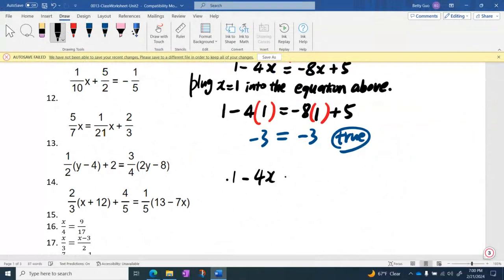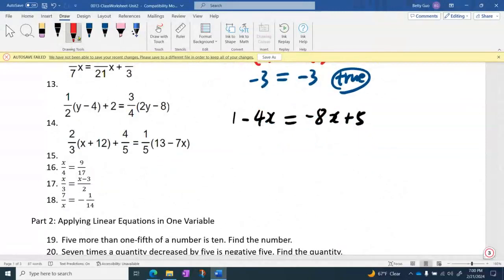1 minus 4x equals negative 8x plus 5. It is actually the same in essence, but you just do not use the transposition of terms. You use the properties of equalities. Yeah, we have 4 properties of equalities.